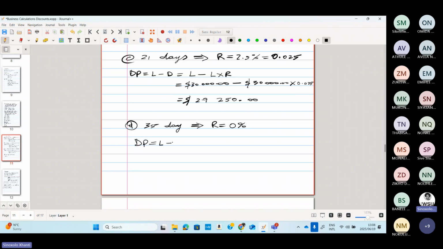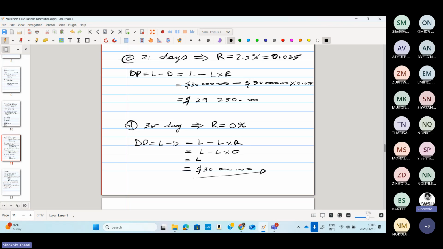Which means now your DP, which is supposed to be L minus D, D is not given, so L minus L times R, and you know that R is 0, so you will have L minus L times 0%. 0% is the same as 0. This is going to be L. So this person is going to pay the $30,000 in full. So there is no discount at all if this person decides to pay on the 35th day.